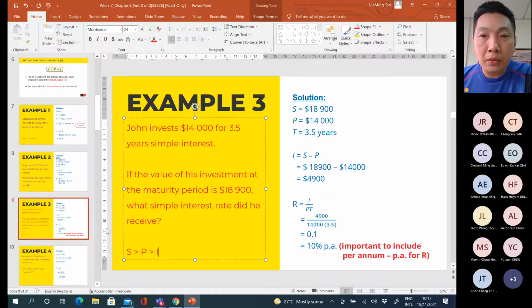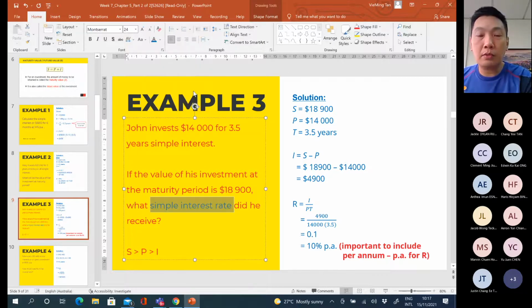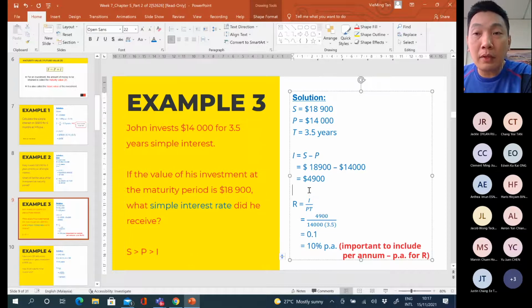So what simple interest rate did he receive? This is the rate. This is in percentage. It's no longer dollars. It's in percentage. You're asked to calculate the R. It's not the I, but the R value. So in order to get the R value, we need to get the I first, I in dollar sign first. Why? Because we know that I is equal to PRT.